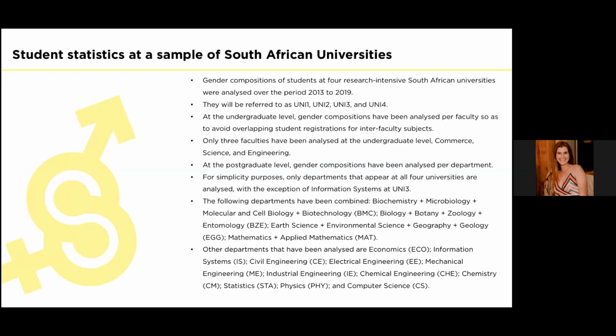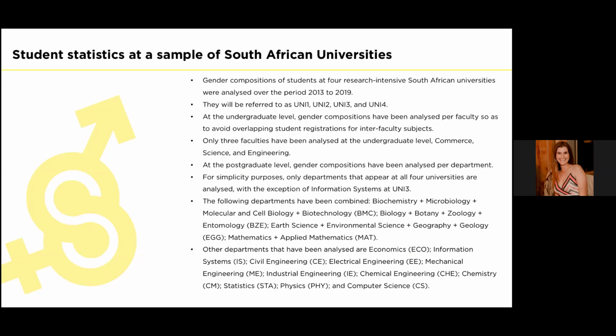In order to more fully understand the nature of female participation in traditionally male-dominated fields and determine whether there have been any significant changes over time, the gender compositions of students at 4 research-intensive universities in South Africa were also analysed over the period 2013 to 2019. The names of the universities have remained anonymous and therefore are referred to as University 1, 2, 3, and 4.